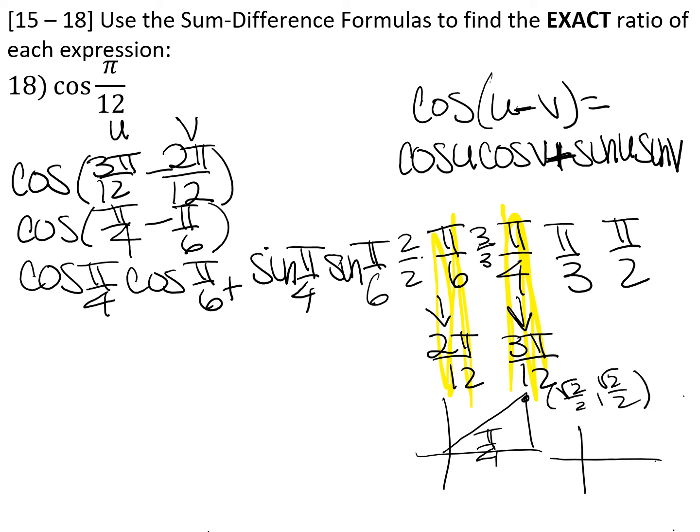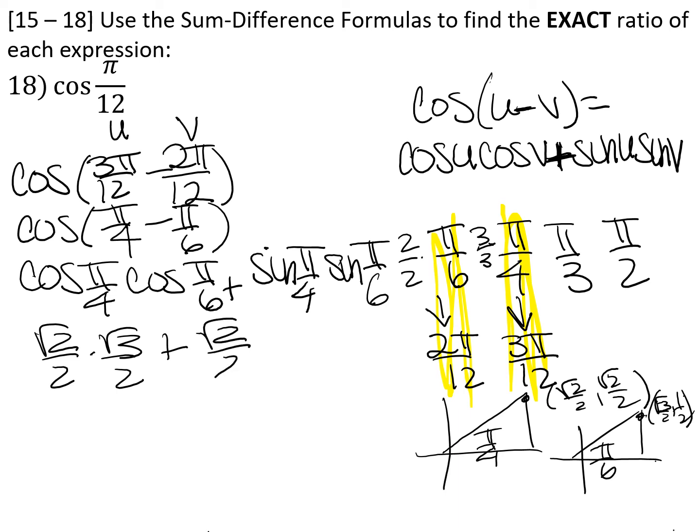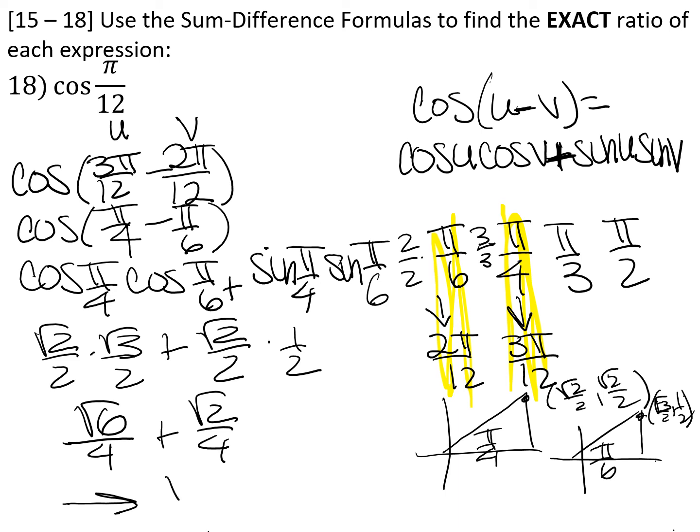Okay, and then the pi over 6 triangle is the one with root 3 over 2 and the 1/2. The cosine is always the x value. So this one is root 2 over 2 times root 3 over 2, plus the cosine is root 2 over 2, and of the pi over 6 is 1/2. So I get root 6 over 4 plus root 2 over 4, and when I combine them, I get root 6 plus root 2 over 4, no reducing.